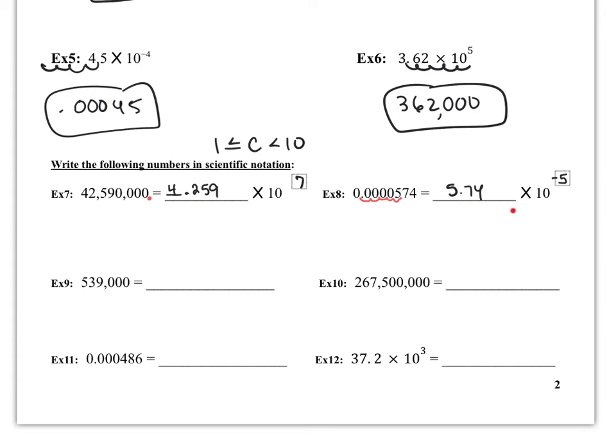So if I gave this problem to you and asked you to do it, you would look at this and say, hey, let me move the decimal 5 spaces to the left. And when you did it, you would end up with this original number here.